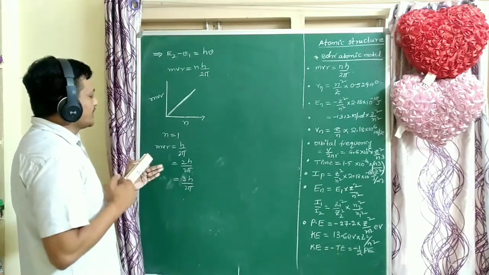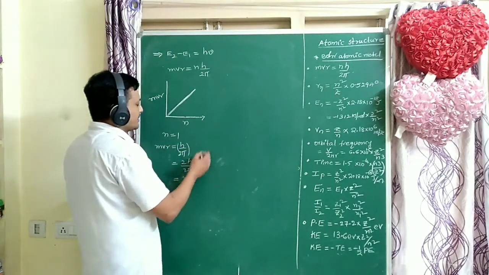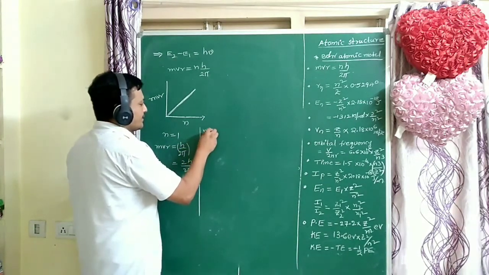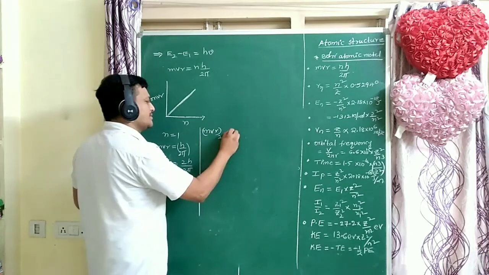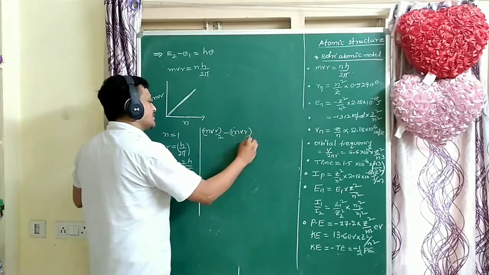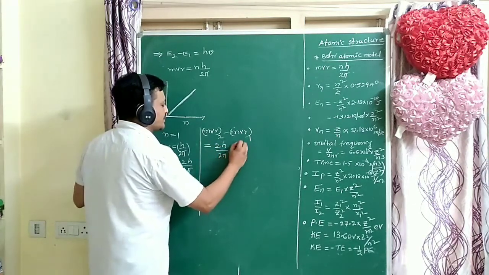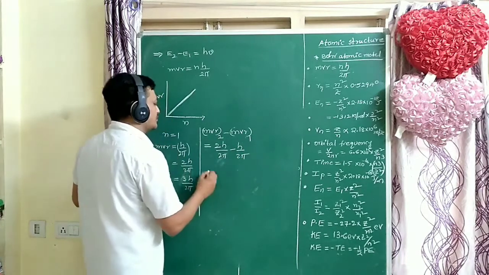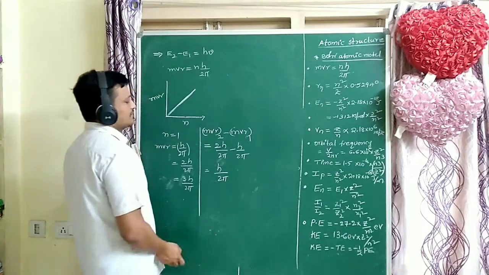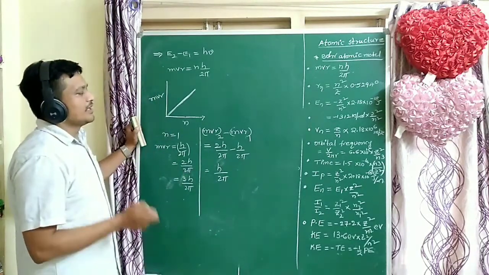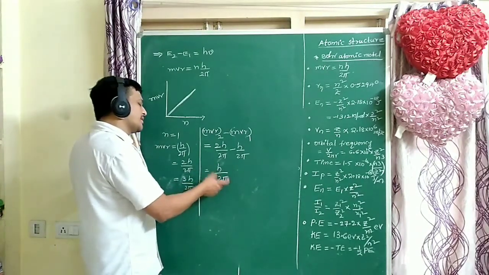The difference between any two successive orbits, for example, the first orbit and the second orbit: mvr for the second orbit minus mvr for the first orbit equals 2h by 2 pi minus h by 2 pi, which equals h by 2 pi. This is the quantized value. For any two successive orbits, the difference equals h by 2 pi.